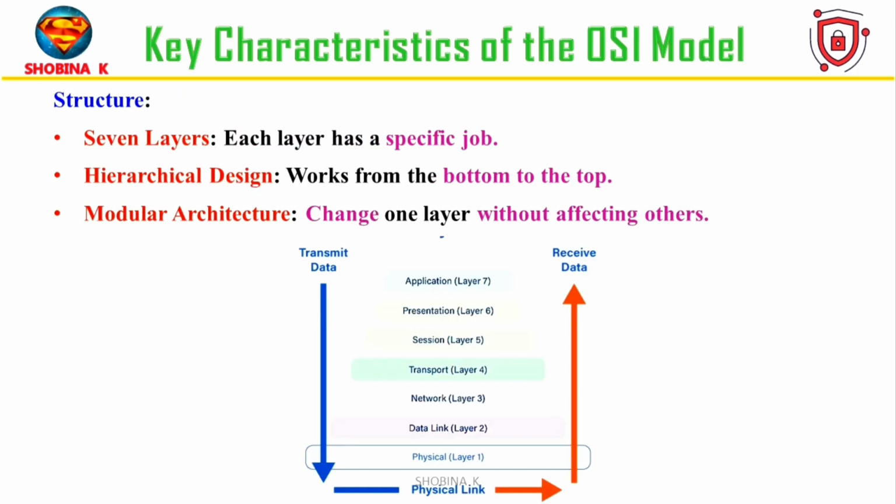Now let's move on to the structure of the OSI model. Here structure refers to how something is organized. The OSI model is divided into 7 layers, each with its own specific functions. It follows a hierarchical design, meaning it starts from the bottom and works its way up. In the OSI model, each layer is modular, meaning you can modify one layer without impacting the others.